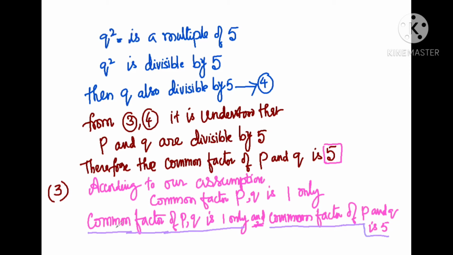If I said, common factor of p and q is 1 only, and after that I said common factor of p and q is 5, do you agree with me? You can't agree. So that statement is false. This is called contradiction. Only one of these statements is true, but not both. So the total statement is false. Contradiction means disagreement.